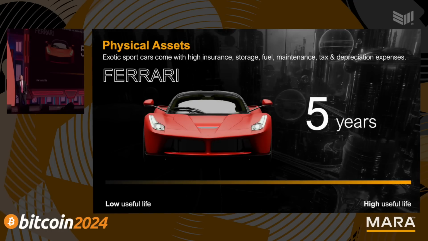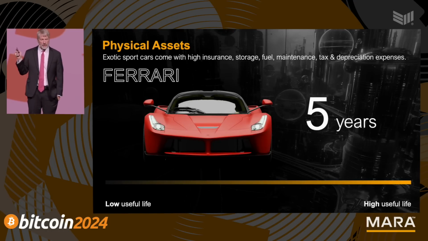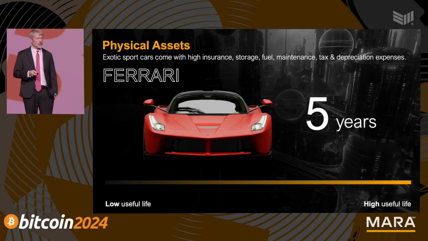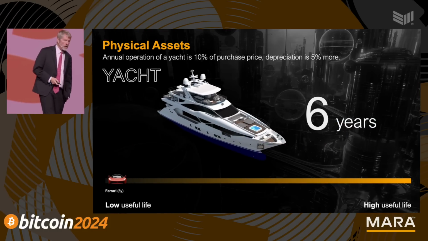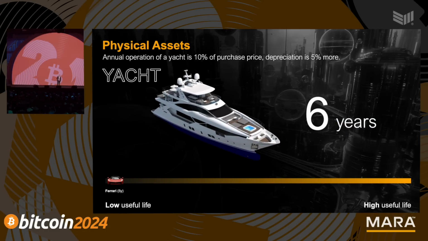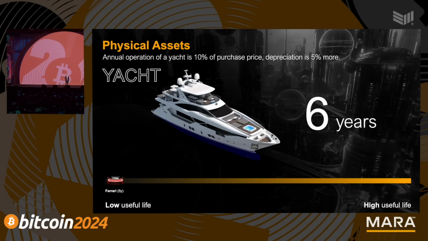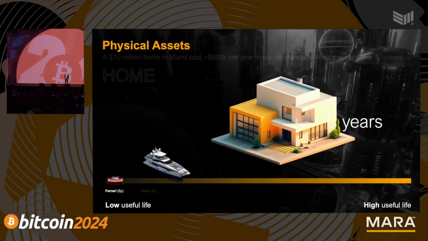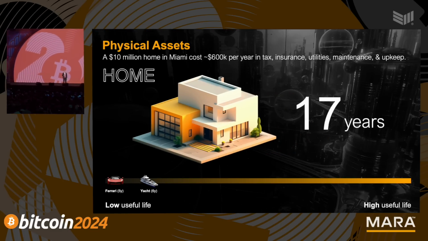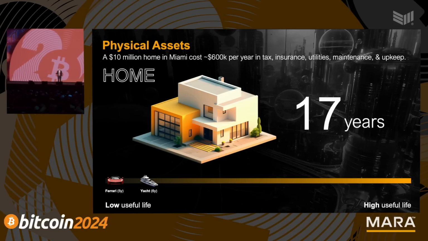Well, here's a physical asset, a Ferrari. Not a good way to keep your money forever, though, because after 5 years, you've spent as much on the insurance and the upkeep and the depreciation as it's worth. Yachts aren't much better. If you spend 10% of your money operating it, you also get hit with depreciation. Don't store your money in yachts. A home in Miami Beach, if you buy a $10 million house, you better come up with $10 million to maintain the house over 17 years. Now you've got no money left.